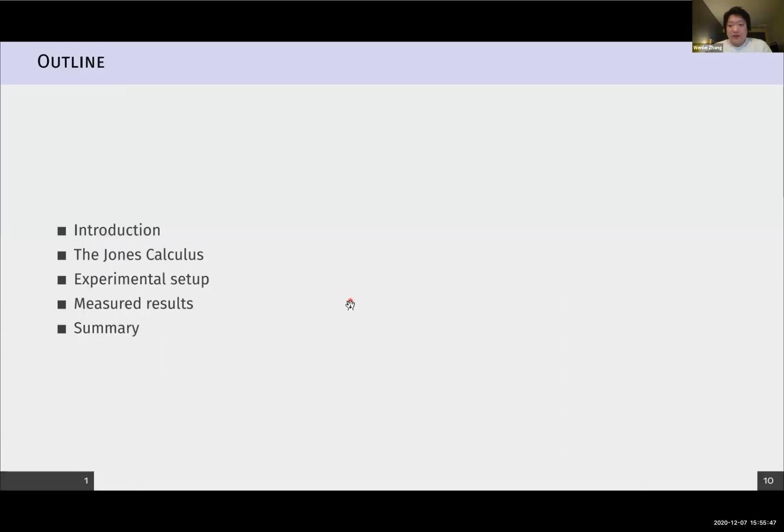First, I'm going to introduce a little bit of background information, mainly on the Leggett-Garg inequalities. Then I'm going to introduce the mathematical framework that we use to describe our experiments, the Jones calculus. And then I will show you the experimental setup and our results, and I'll finish with a summary.